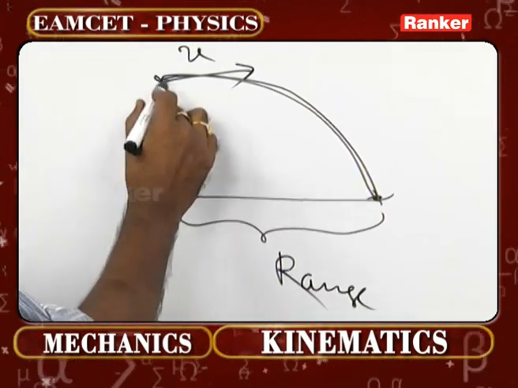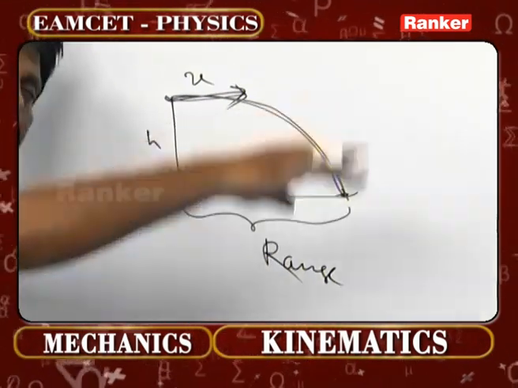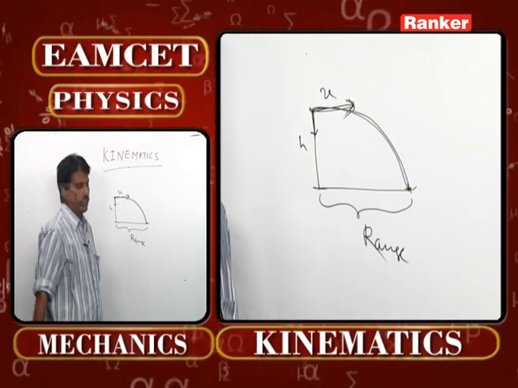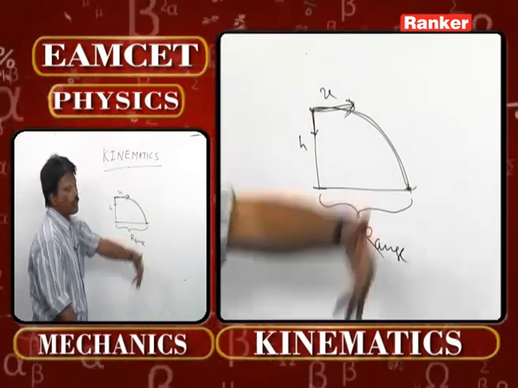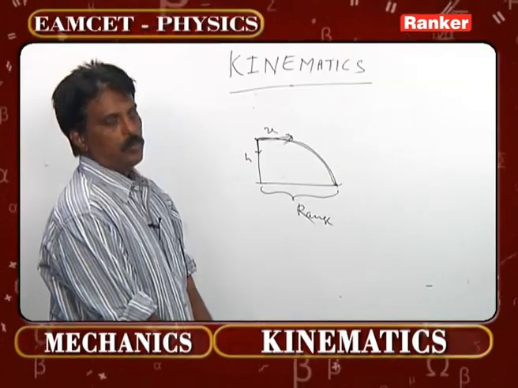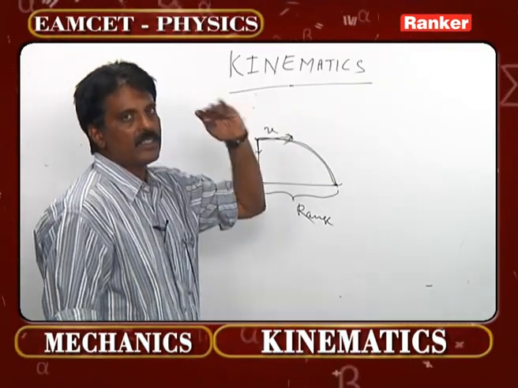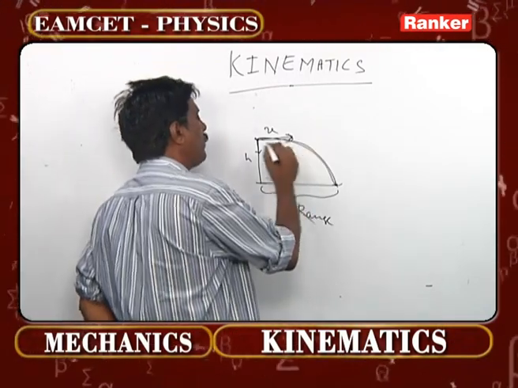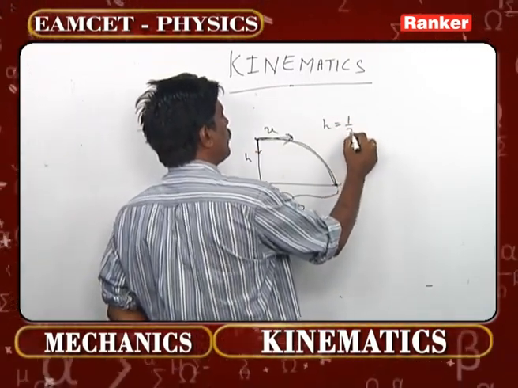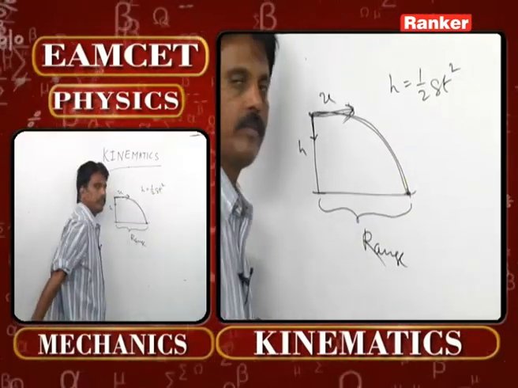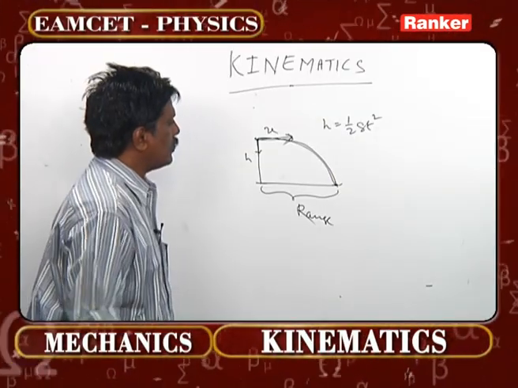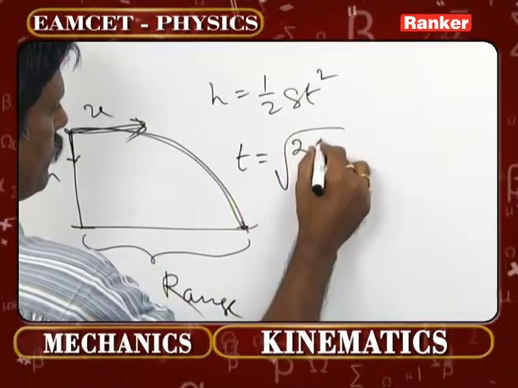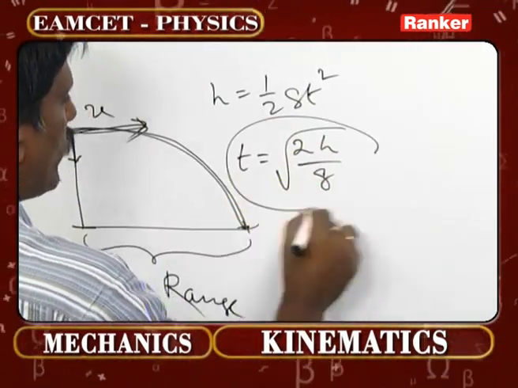And whatever the velocity you give in the horizontal direction, you are not giving any velocity in the vertical direction. Therefore, as far as downward motion is concerned, it is a freely falling body. Horizontal projectile is a freely falling body as far as downward projection is concerned. Therefore, time taken to reach the ground is obtained using this equation only. h is equal to half g t square. So, t is equal to root of 2h by g.